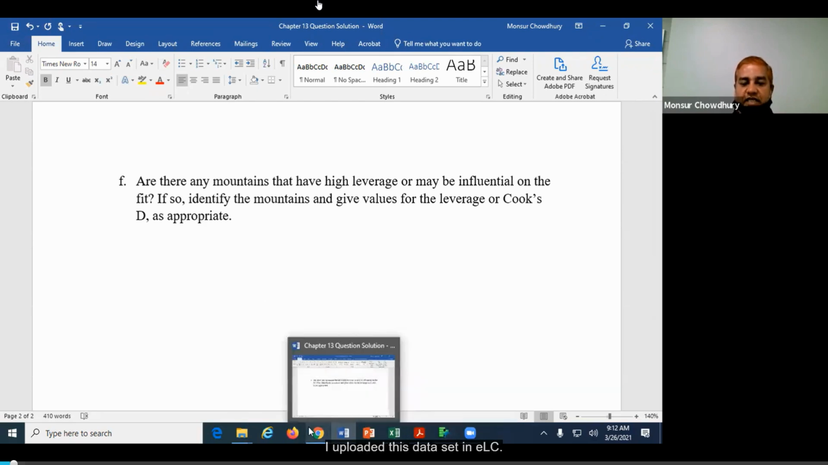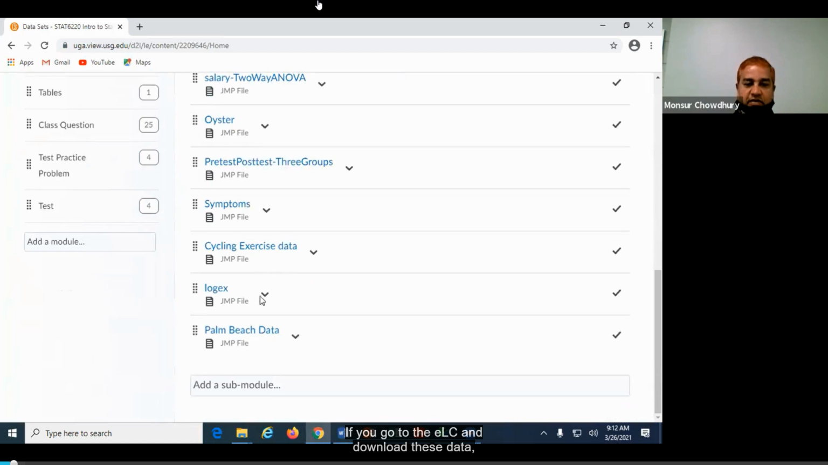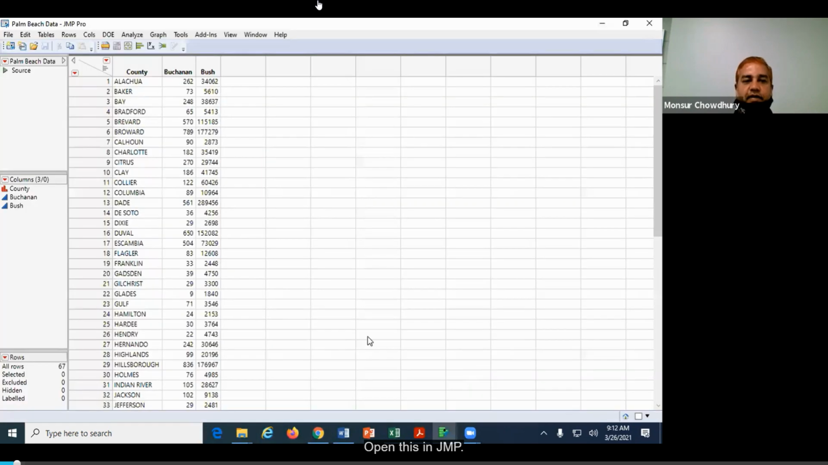I uploaded this data set in ELC. If you go to the ELC and download this data, Palm Beach data set, and open this in JMP. So this is the data set. It was in the presidential election in US in 2000. So we have in Florida the different counties and two different candidates. One is Bush, another one is Buchanan.